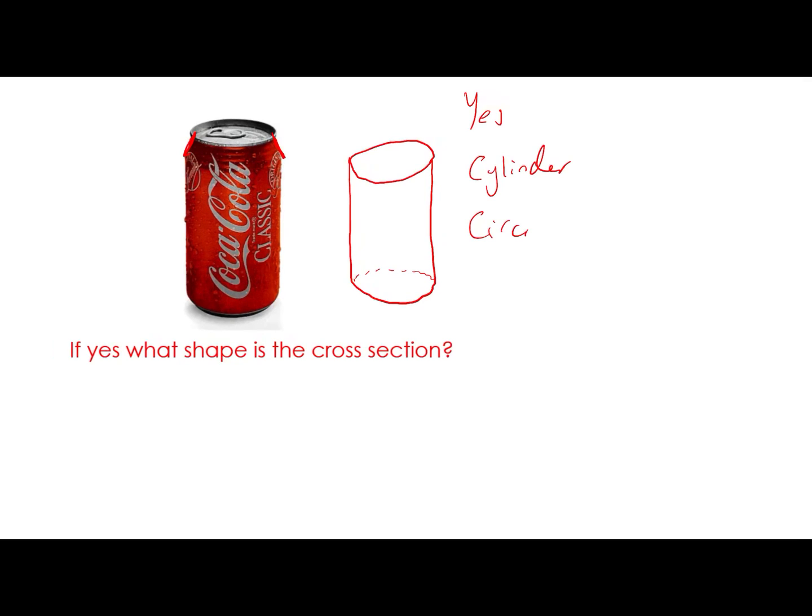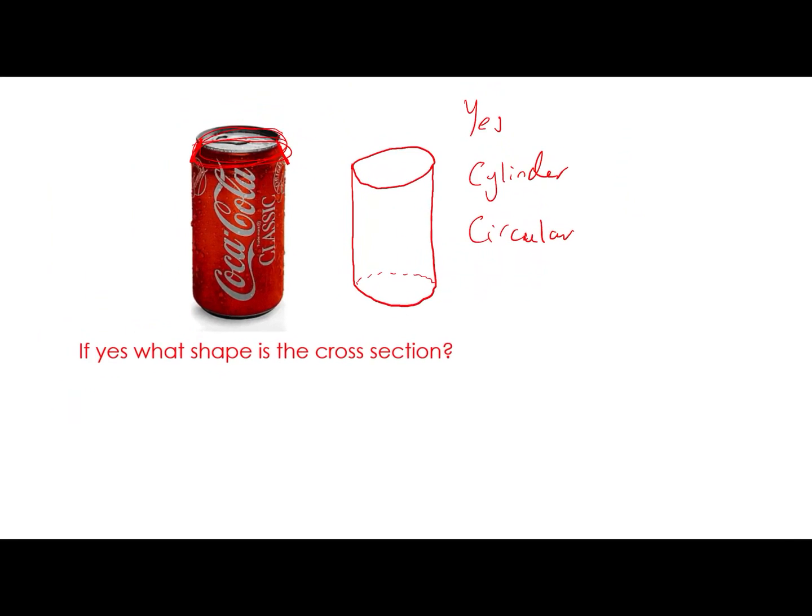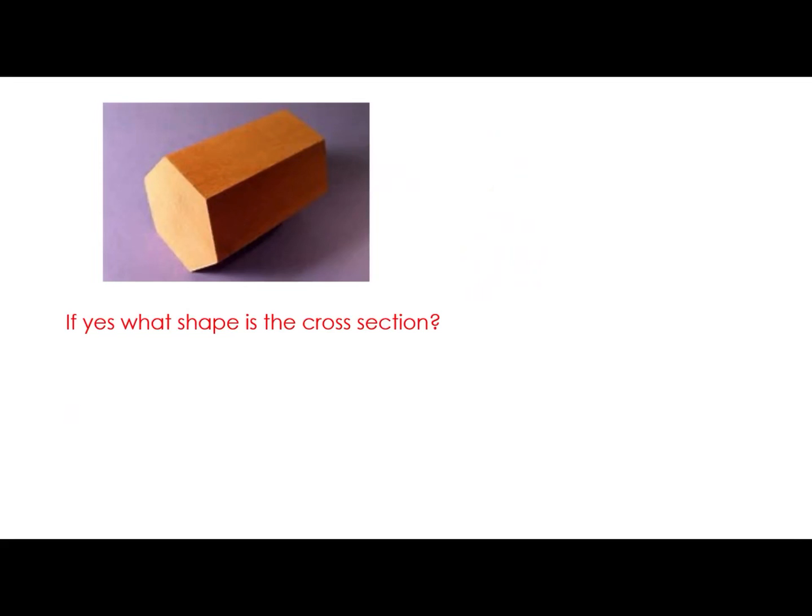So we'll go yes, and we'll say it's a cylinder. And the shape of the cross section is circular. So a cylinder is another name for a circular prism. As I say, obviously this one is not a perfect cylinder, so technically it is not a prism, but we can sort of pretend that it is, or model it as if it is.